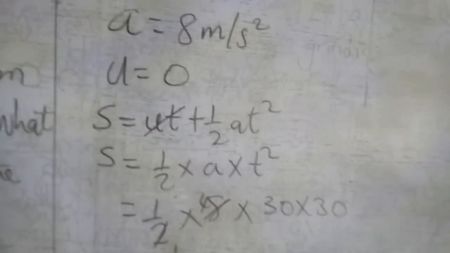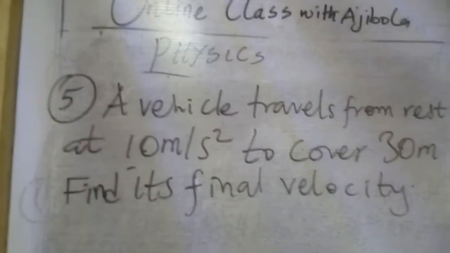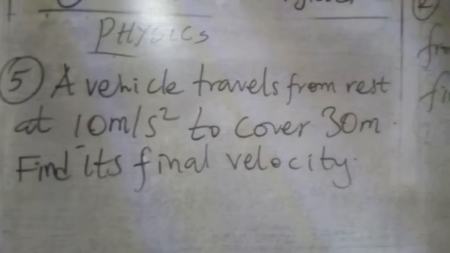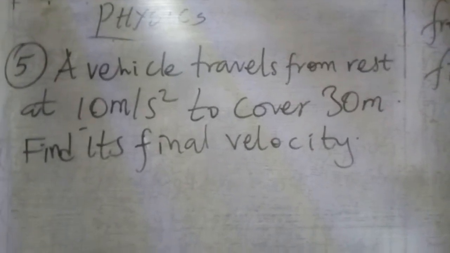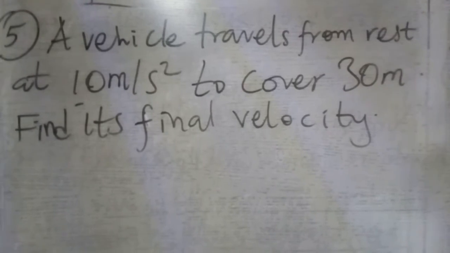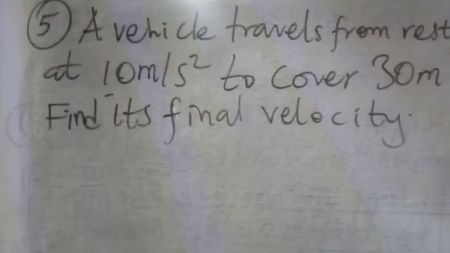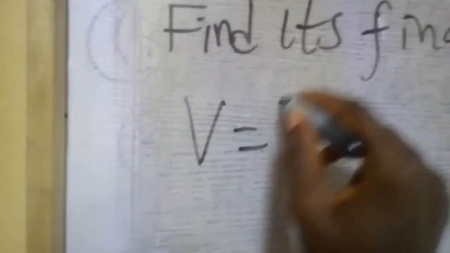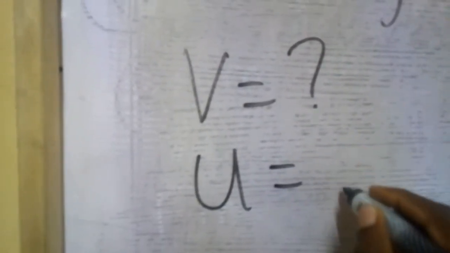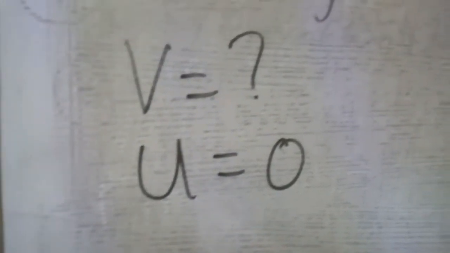We'll look at one more example before we round up. So here comes our last example for today. A vehicle travels from rest at 10 meters per second squared to cover 30 meters. Find its final velocity. Which of the equations of motion talks about v as final velocity? We're looking for final velocity, u has been given to be 0 because it starts from rest. Then acceleration has been given to be 10 meters per second squared, and also we've been given the distance, which is the displacement, and that's 30 meters.